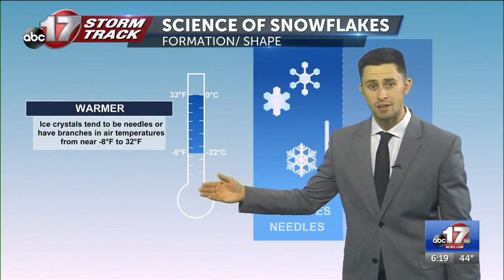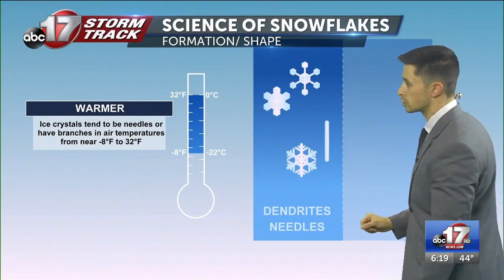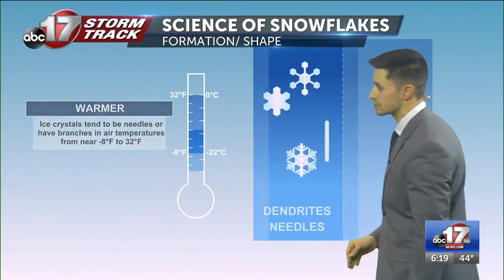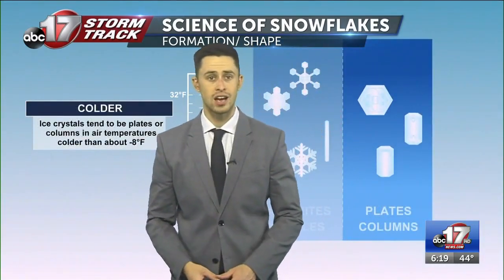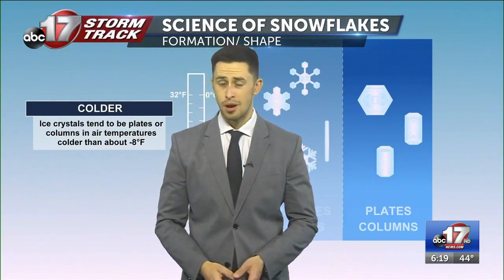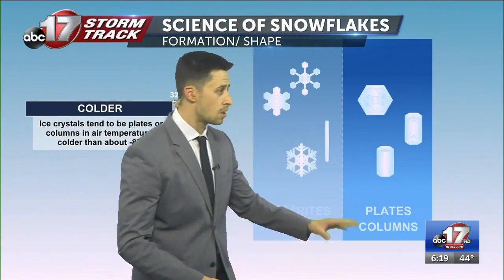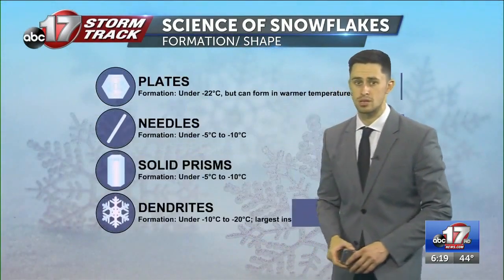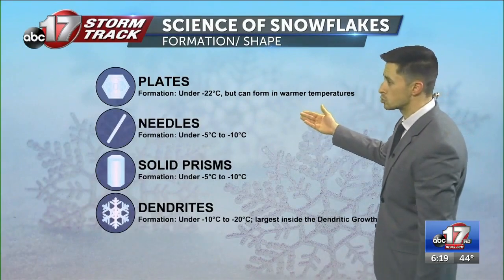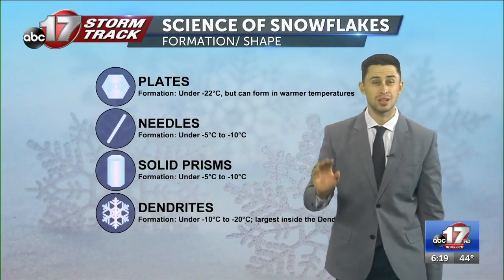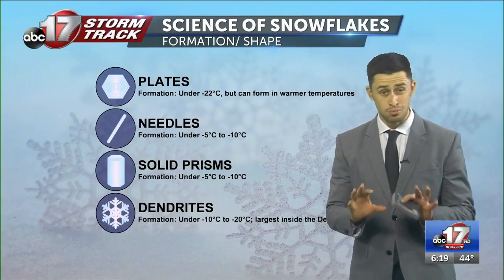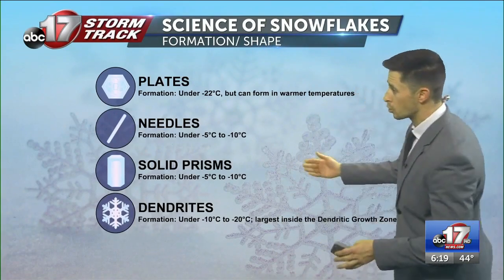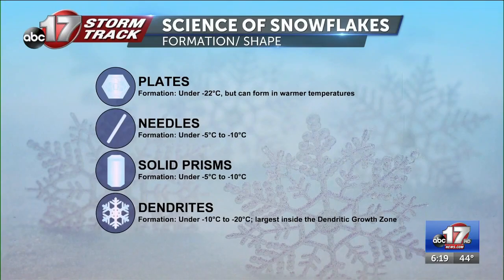Now from here it continues to branch on out, but temperature is going to be key in determining the shape. From -8 degrees to freezing at 32 degrees Fahrenheit, dendrites and needles are going to be most common. And on the other side, colder temperatures, from about -8 and less, we're going to be seeing some more blank shapes. Plates and columns are going to be the main types of shapes that we see. Now different temperatures will determine different sizes and shapes, and there's plenty of them, and they're never exactly alike. So pretty cool to see all the different shapes from these formations.